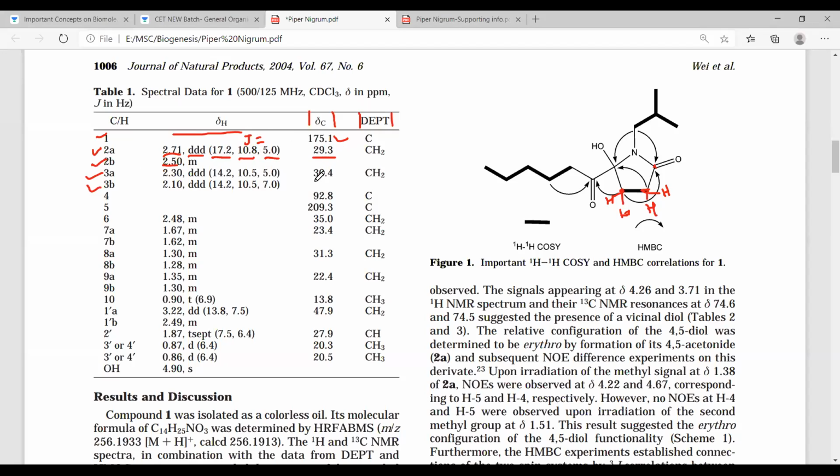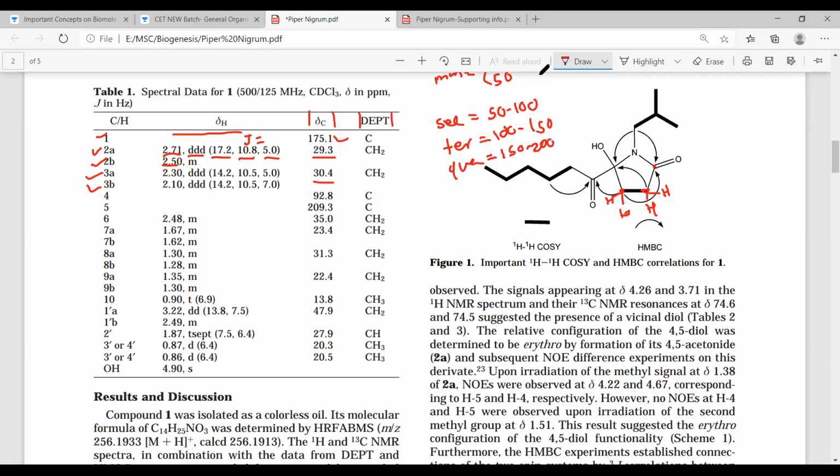The carbon 13 value for 2 and for the 3 number carbon is nearby 30. Why is it so? Because whatever I have learned, carbon 13 values are always less than 50 for primary. Secondary is between 50 to 100, tertiary is 100 to 150. I'm talking about carbon 13 values, okay? And quaternary carbon is 150 to 200. You know this rule?